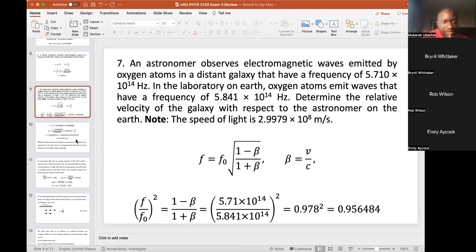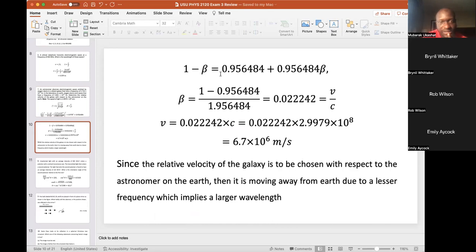Then I continue the calculation on the next slide. So 1 minus beta is this plus this. I put all the betas together, so I solve for beta. I get this number, and this number equals v over c, where c is just the speed of light. So the speed becomes this number times the speed of light, c, and that gives us this speed.